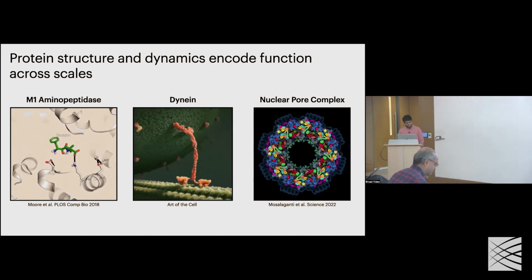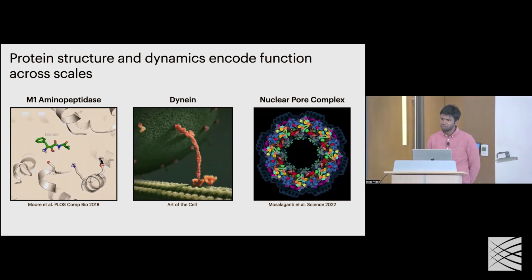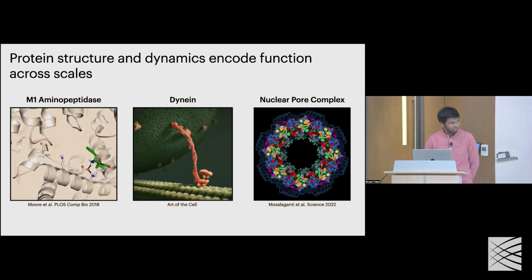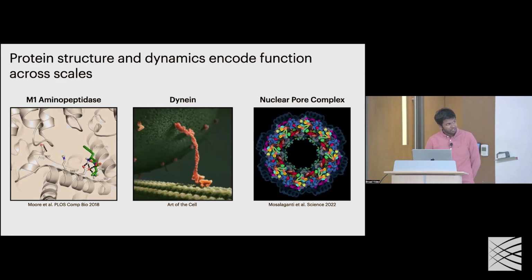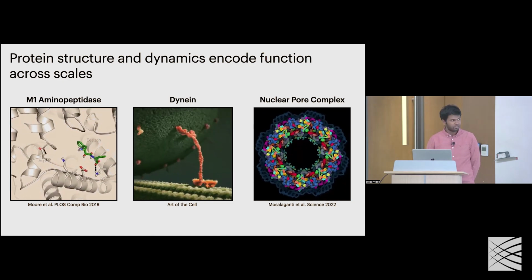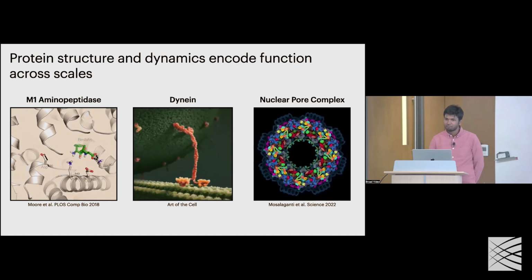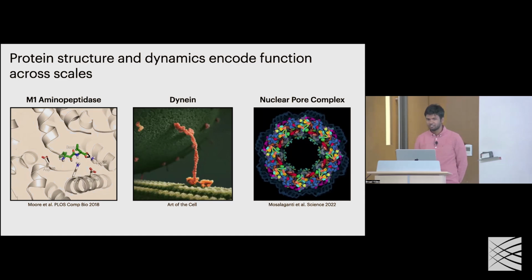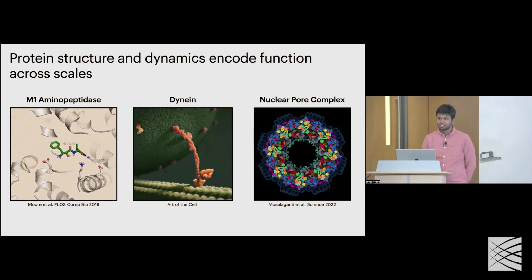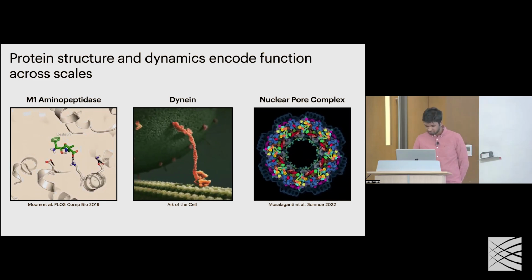across multiple scales. So on the left here, you can see these really local fluctuations of side chains within these binding pockets drive binding to substrates. In this dynein molecule, global movements of domains allow this protein to carry cargo across the cell. And on the very right is the nuclear pore complex, which consists of hundreds of different protein subunits, which are interacting in concert to selectively allow passage of substrates into and out of the nucleus.